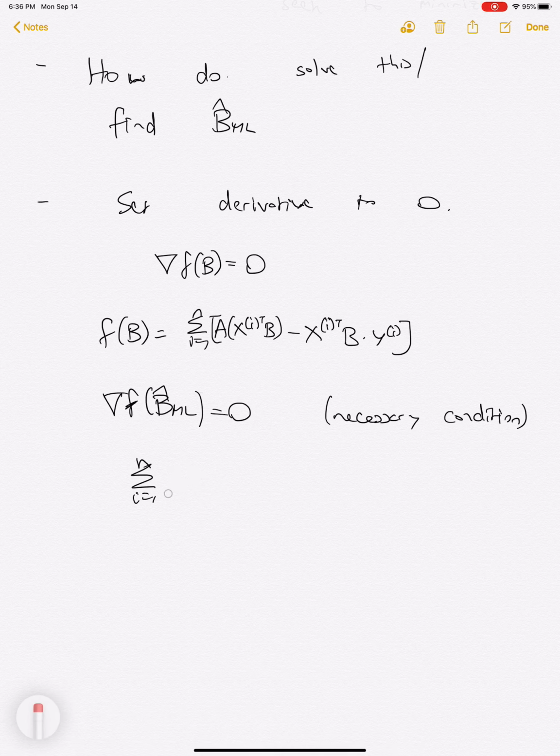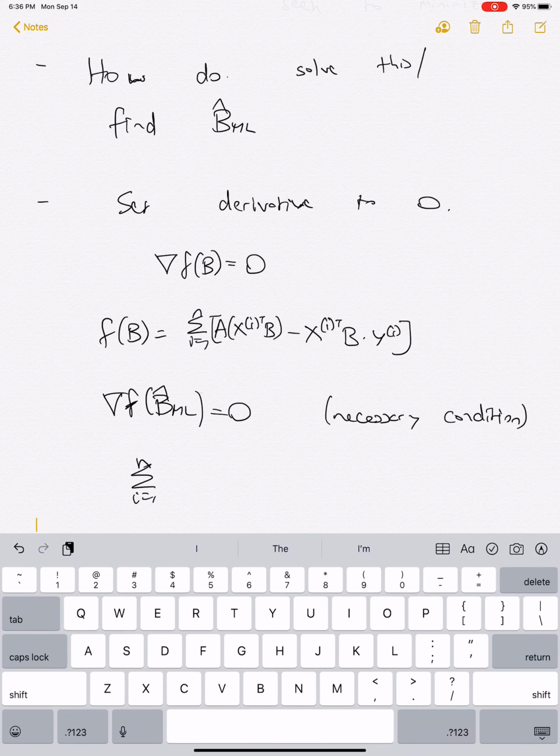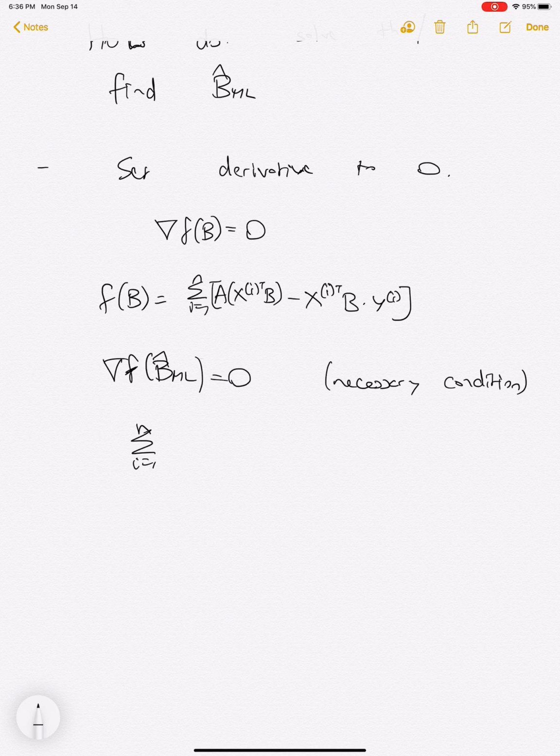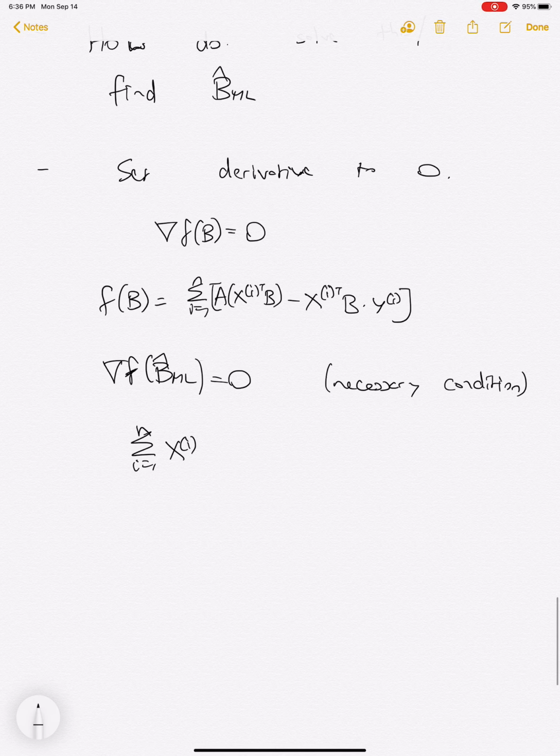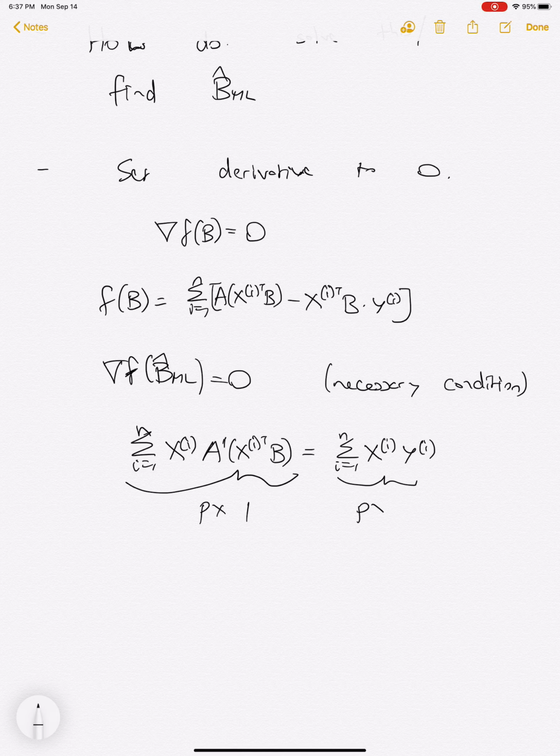So let's take derivatives of everything. The sum of derivatives, you can bring the sum inside each term, and now we can use the chain rule. We have xi transpose b, and so the xi just comes out the front here. If you're not comfortable with this vector notation, you can do it term by term. For bj, the only coefficient is xji, so you can bring that out, and that very nicely works out to be xi transpose b. Then that's going to equal, this is just a linear term, so that just disappears, and we're just going to get xi times yi. You can see that this is p by 1, and this is p by 1 here.